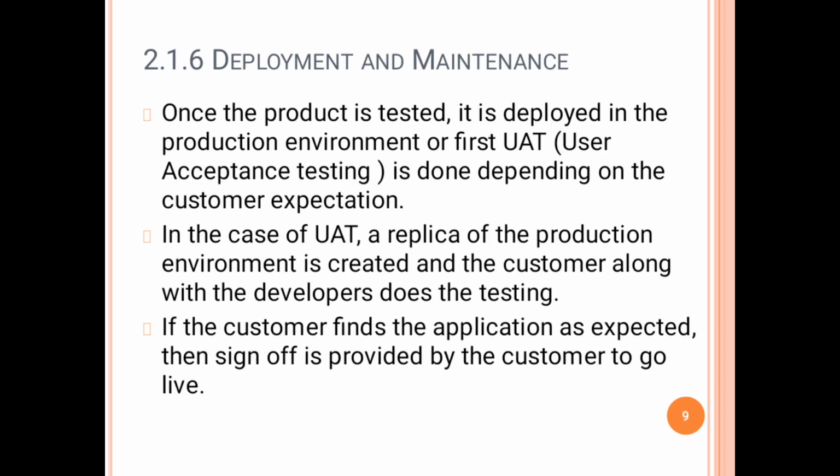Deployment and maintenance. Once the product is tested, it is deployed in the production environment for our first UAT. User acceptance testing is done depending on the customer expectation. In the case of UAT, a replica of the production environment is created and the customer along with the developers does the testing. If the customer finds the application as expected, then sign off is provided by the customer to go live.